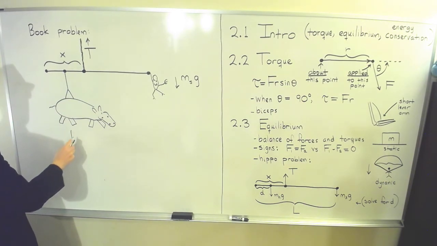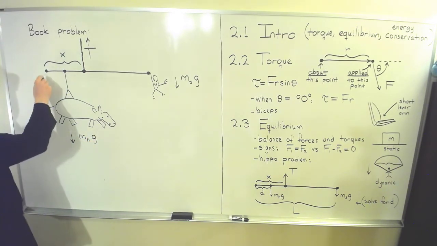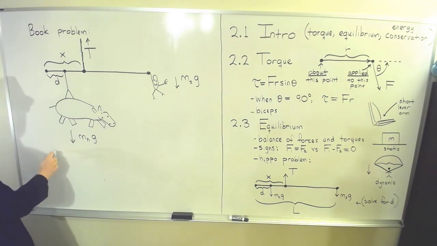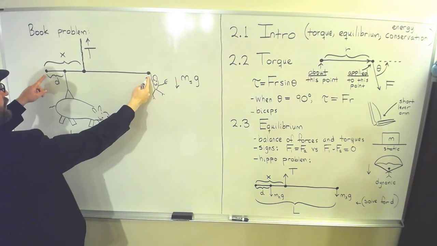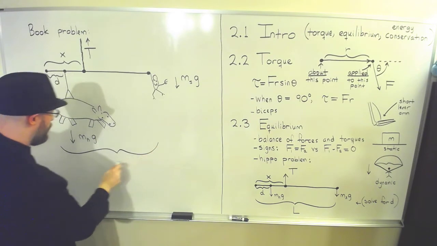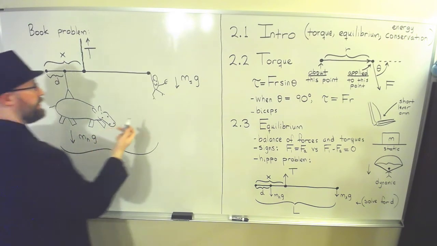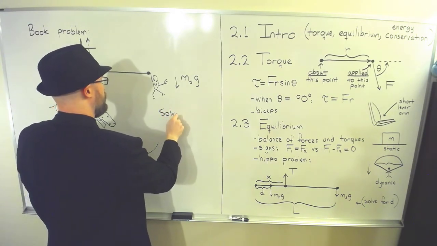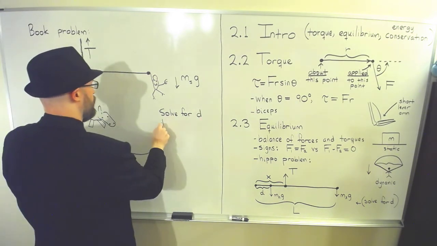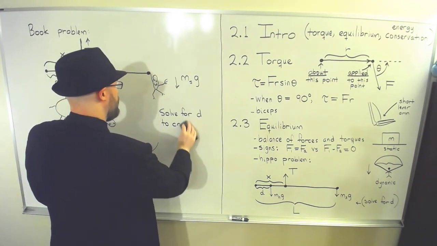And the hippo exerts a downward force of M_H G, mass of hippo times G. And this distance here is D. You call that distance D. And then the total distance, so this is the total length of the board, from there to there is going to be called L. And so what you want to do is you want to solve for D to create equilibrium, or achieve equilibrium, let me say it that way.